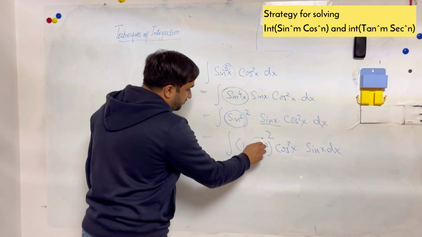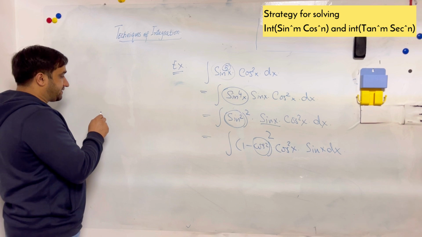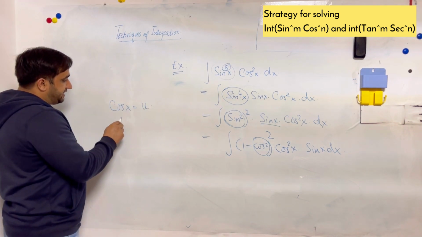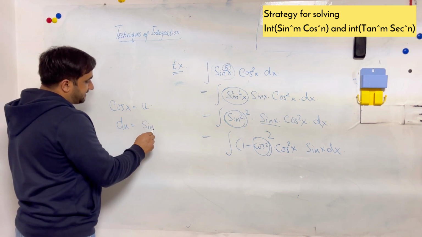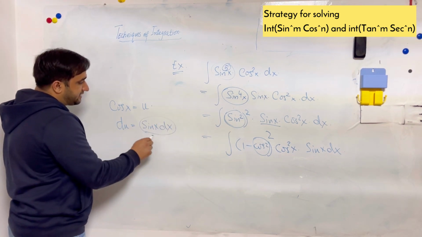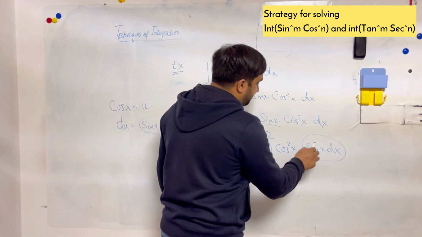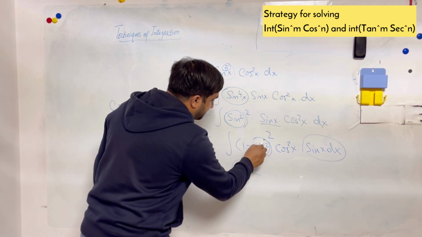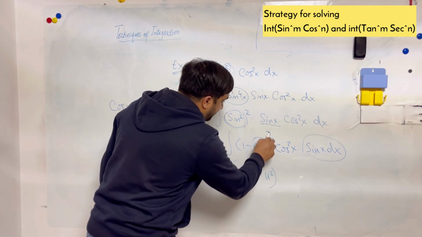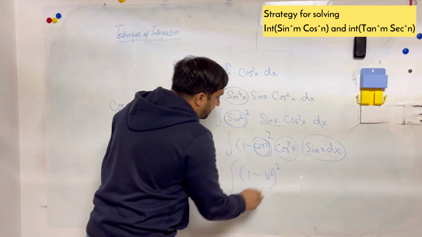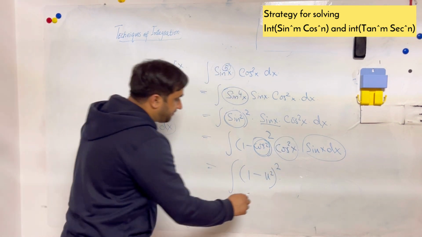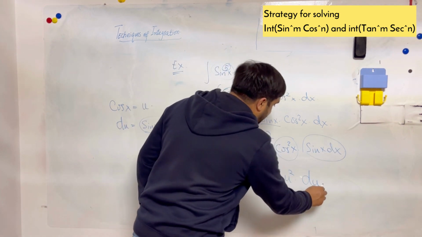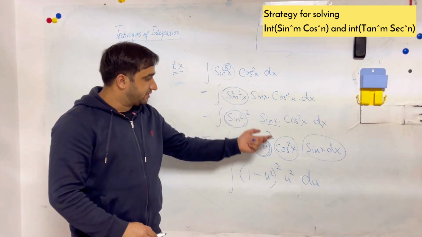Now if I assume cos x is equal to u, then du will be minus sine x dx, so I already have this, and I can replace this substitution here. It becomes 1 minus, this is u square, and a whole square. Again, this is cos square, and I know that cos is equal to u, so it becomes u square. And this thing is equal to du. So I have successfully changed the variable from x to u.